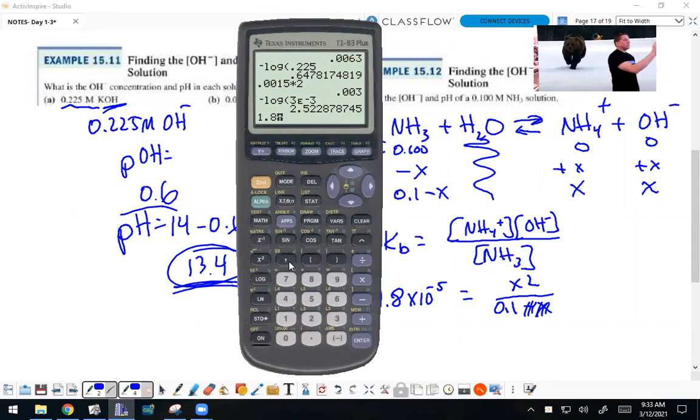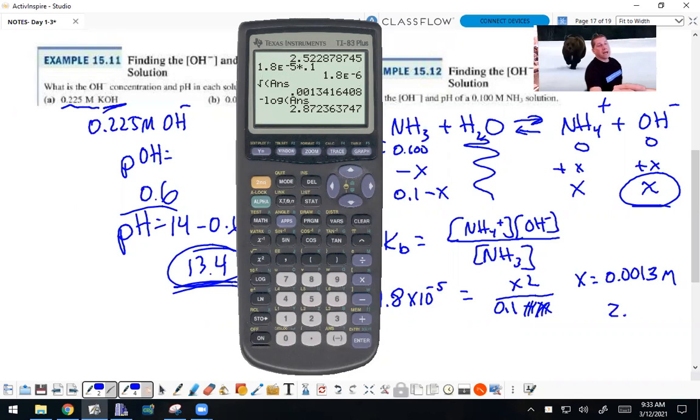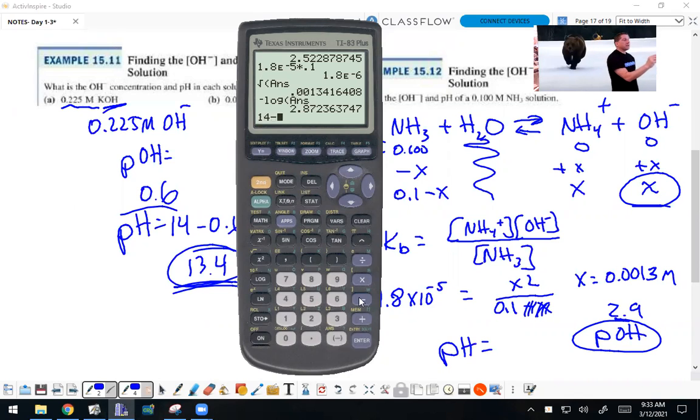1.8 times 10 to the minus 5 times 0.1, square root, x is 0.0013 molar. And that is the OH minus this time. So when I do negative log, I get 2.9, but that's the pOH. So then the pH, 14 minus 2.9, and you get 11.1.